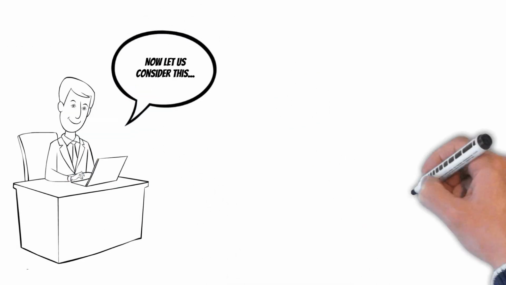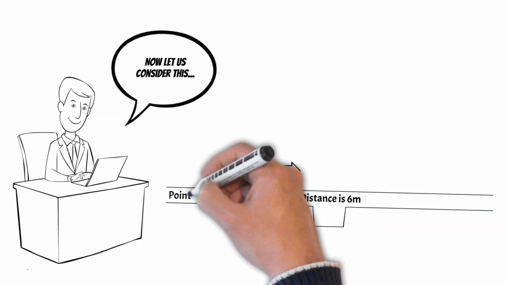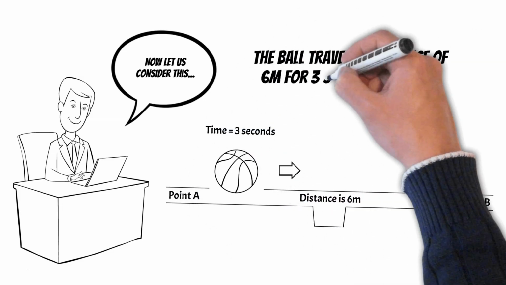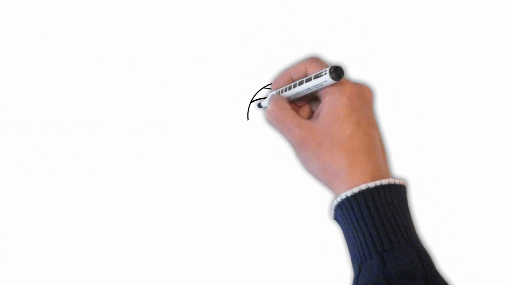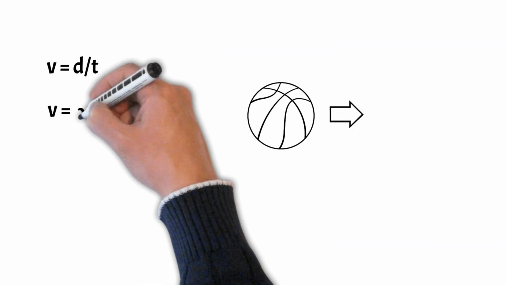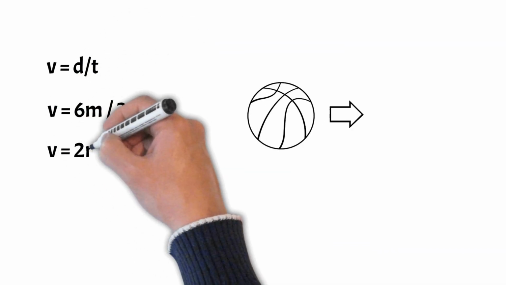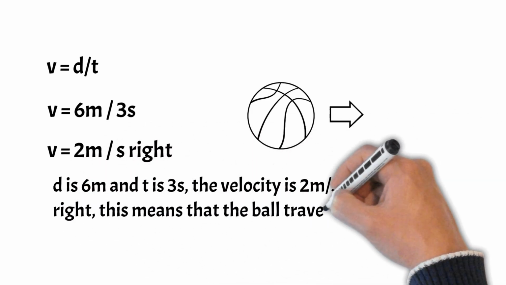Now let us consider this. The ball travels a distance of 6 meters in 3 seconds. What is its velocity? Using the same formula, v = d/t, where d is 6 meters and t is 3 seconds, which is equal to 2 meters per second to the right.